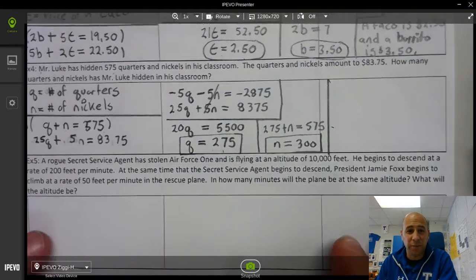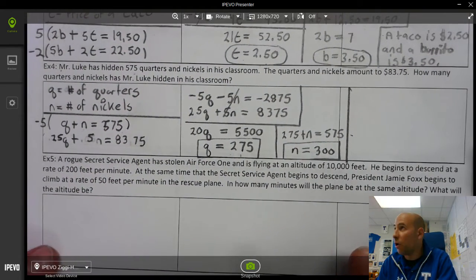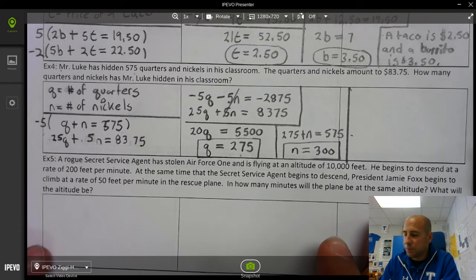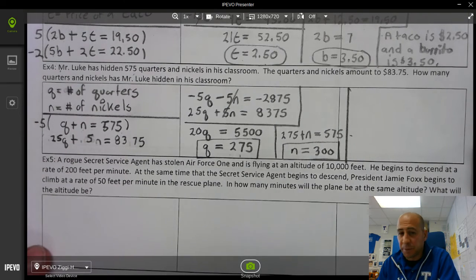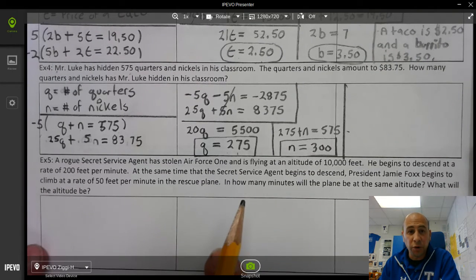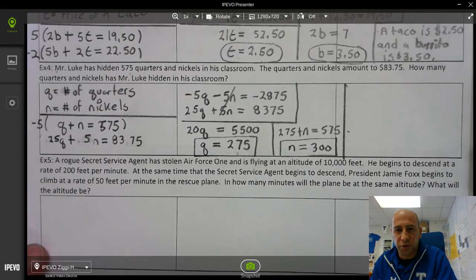The bank almost didn't give me the amount of money to hide in my room. Whoa! Sorry, that was a bell. But the bank almost didn't give me enough of the money. But then I showed them the problem, and they were like, oh, you're actually going to hide quarters and nickels in your room? Like, yeah. So then they gave me the quarters and nickels.